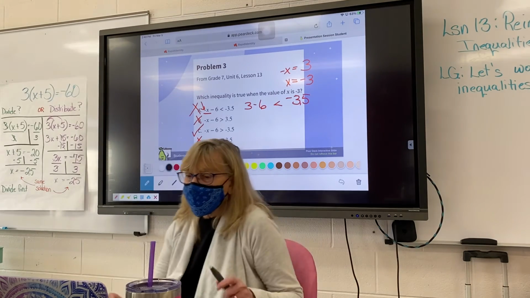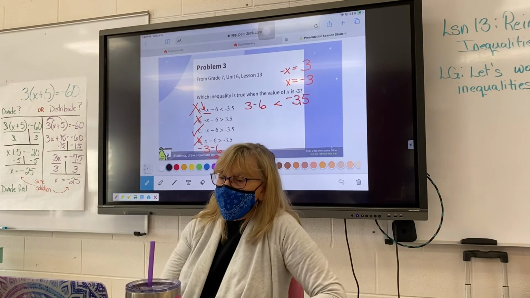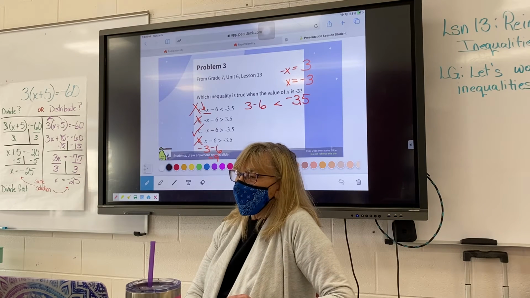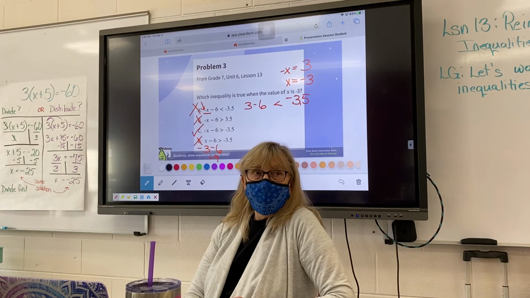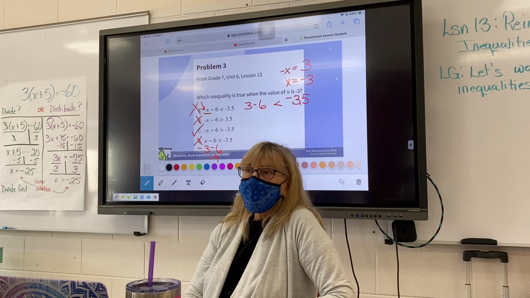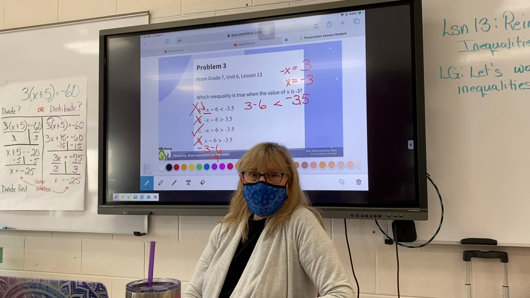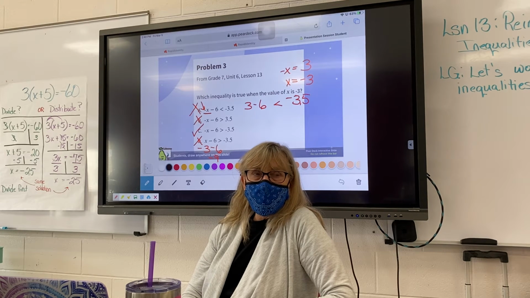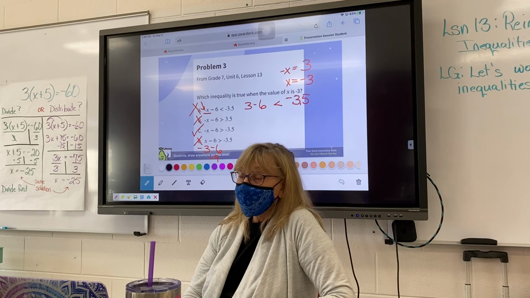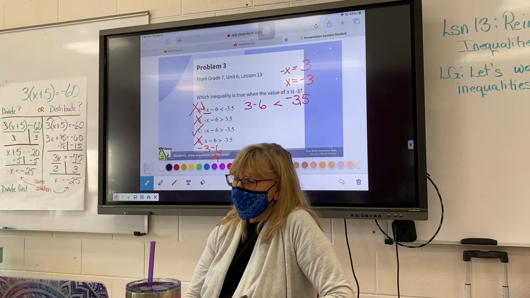Just because it has a negative sign in front of it doesn't mean that it's a negative number. Because if x is negative, then the opposite of x is going to be a positive. All right.